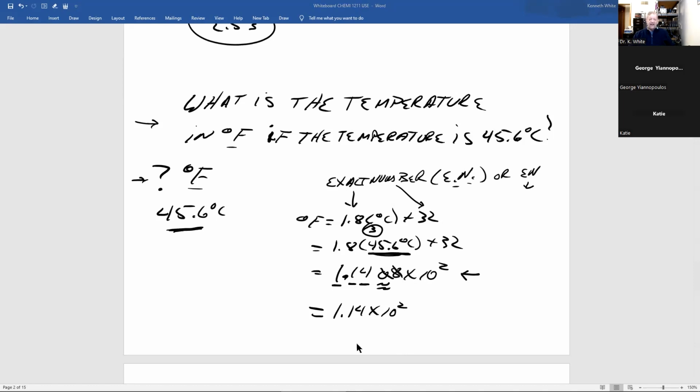Dr. White, yeah, I have a question. What's the difference between 1.8 and 45.6? I mean, they both are numbers with decimals. That's a very good question. Thank you for asking it, Katie.